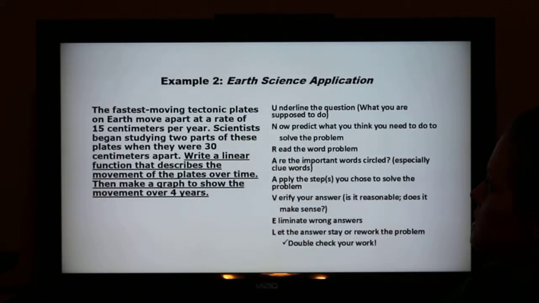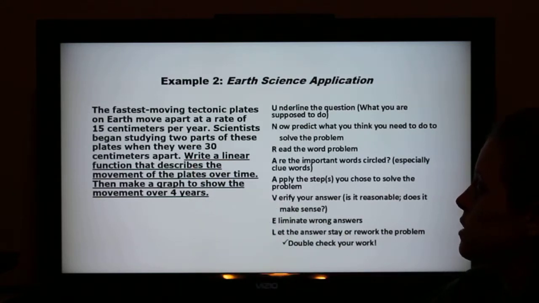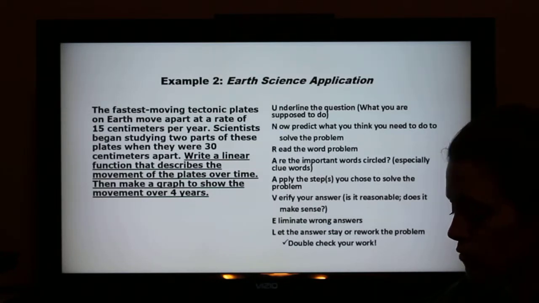The fastest moving tectonic plates on Earth move apart at a rate of 15 centimeters per year. Scientists began studying two parts of these plates when they were 30 centimeters apart. Write a linear function that describes the movement of the plates over time, then make a graph to show the movement over 4 years.